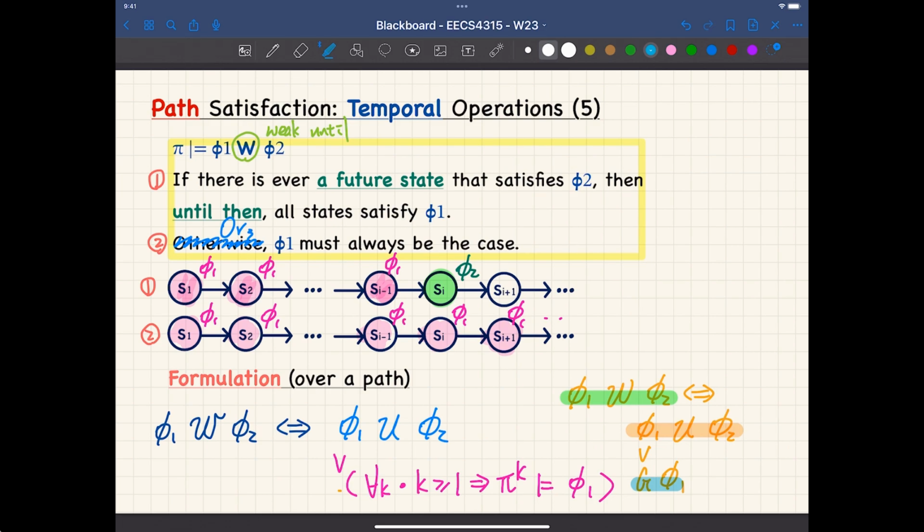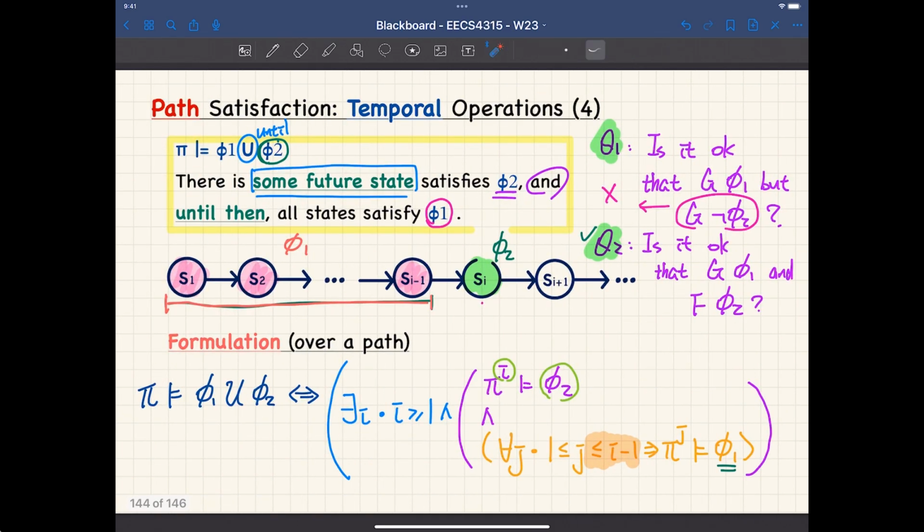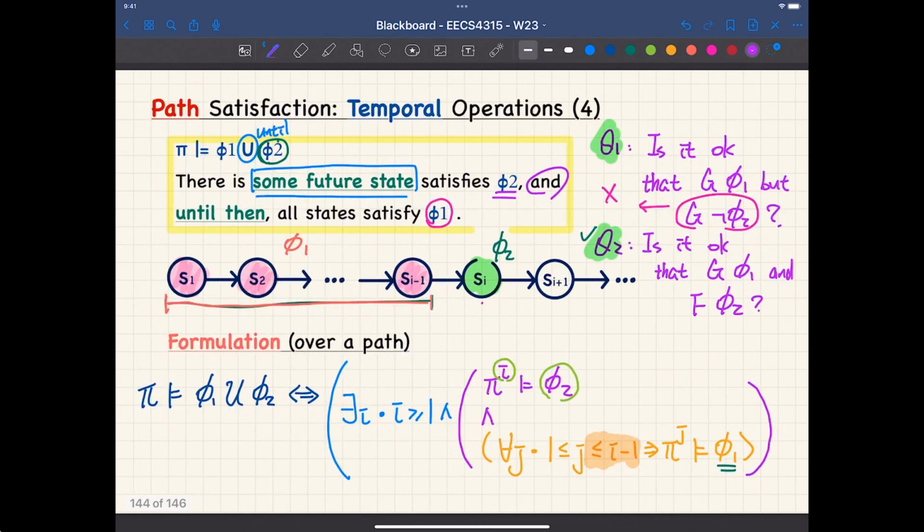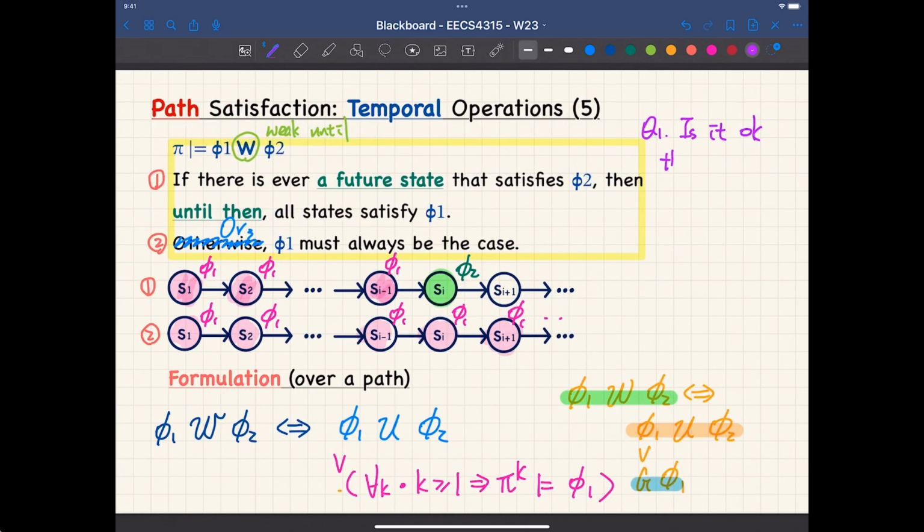Okay? And now let's go back to the two questions we asked before. This one here and this one over here. Question number 1. Is it okay, I'll be precise, that G phi 1, but G not phi 2? This was considered as not acceptable for conventional until, but is it okay for the weak until? Indeed, because it's covering exactly this case. Awesome. Good.